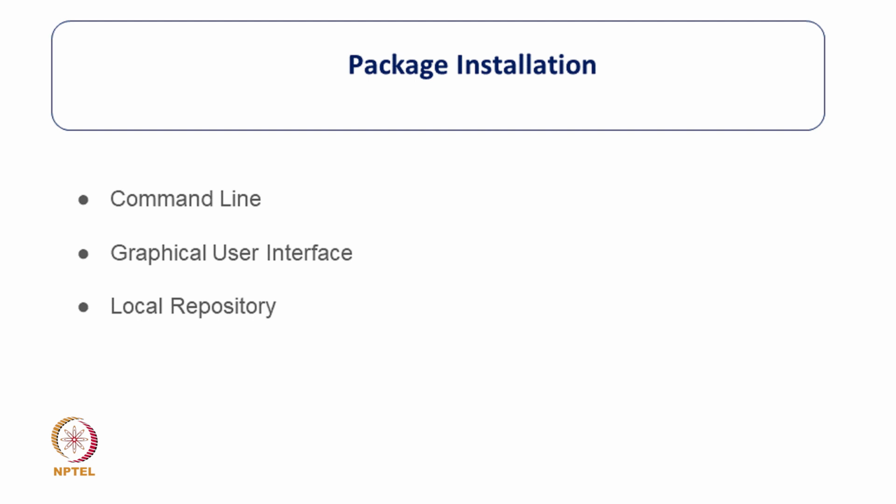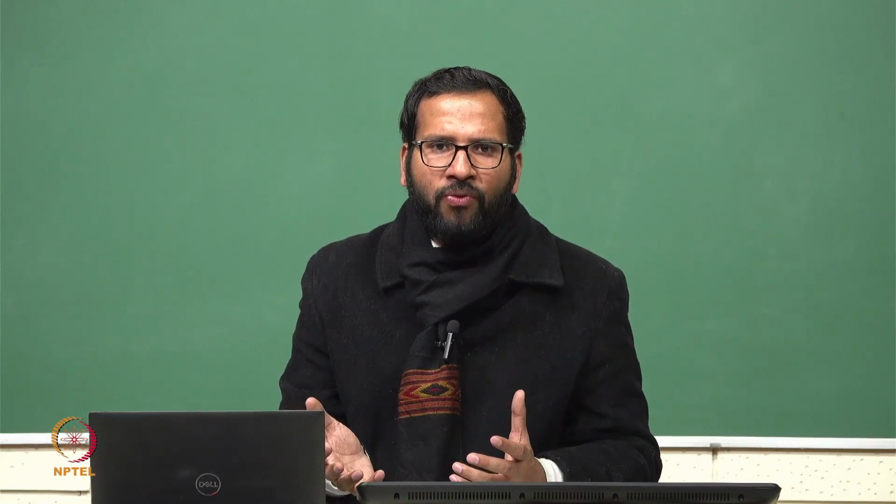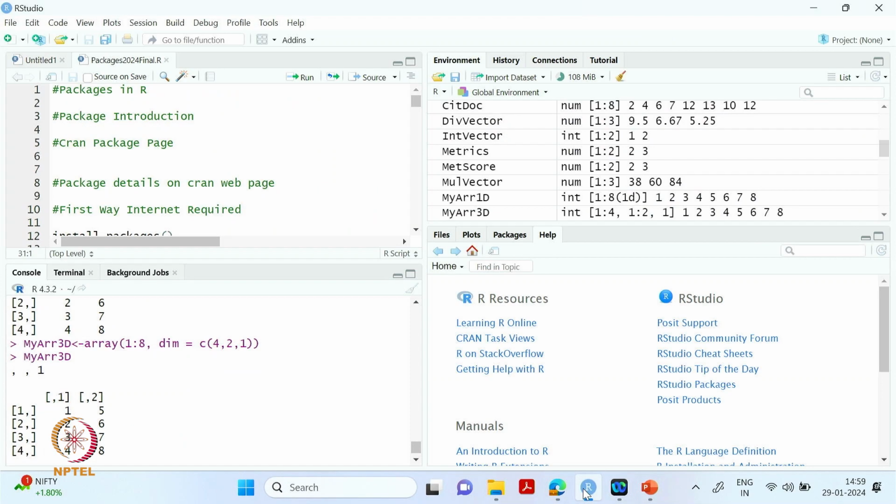Packages in R can be installed in multiple ways. The first way is using the command line, and the second way is using the graphical user interface of R or RStudio. The third way is if you want to install from a local repository, or if you have already downloaded the packages, you can do that also. First we will see how we can install the package using the command line, and then we'll see the other options.